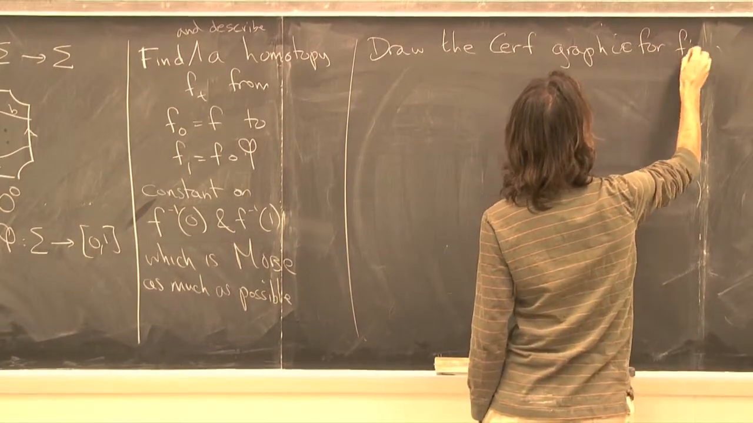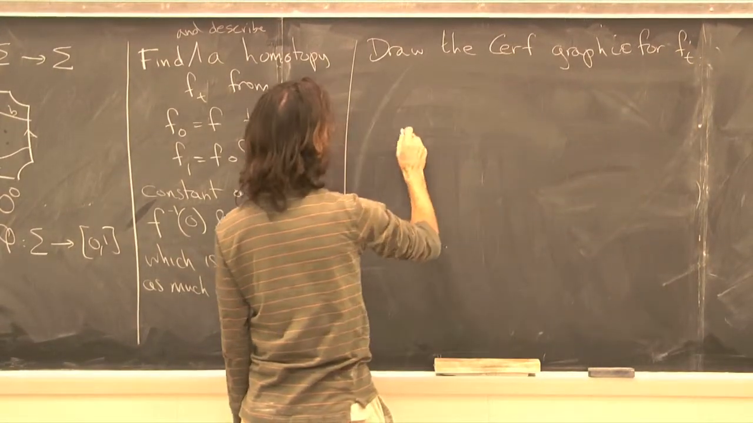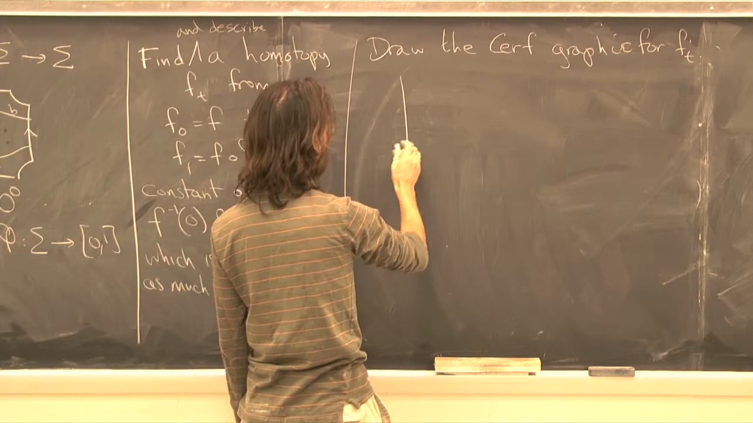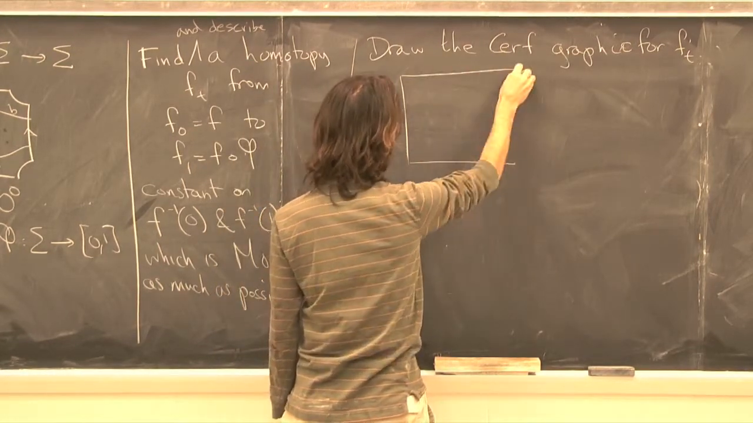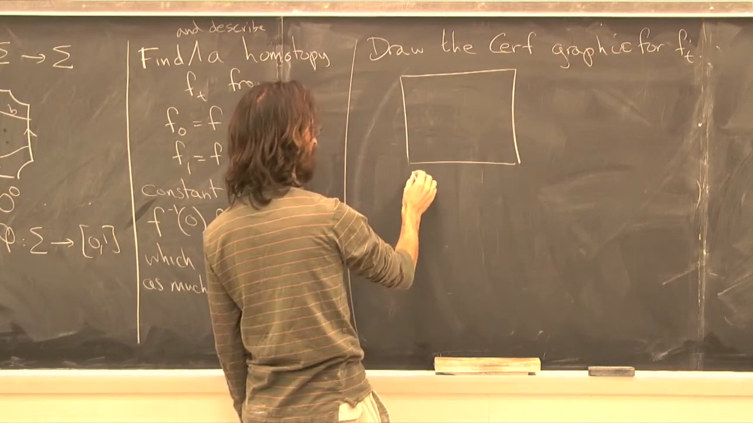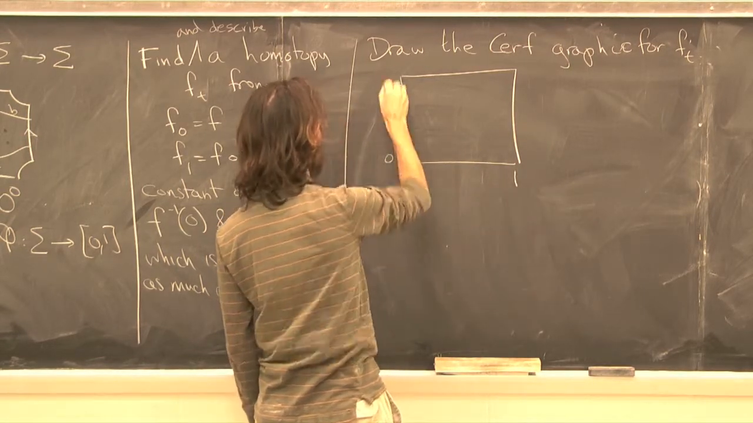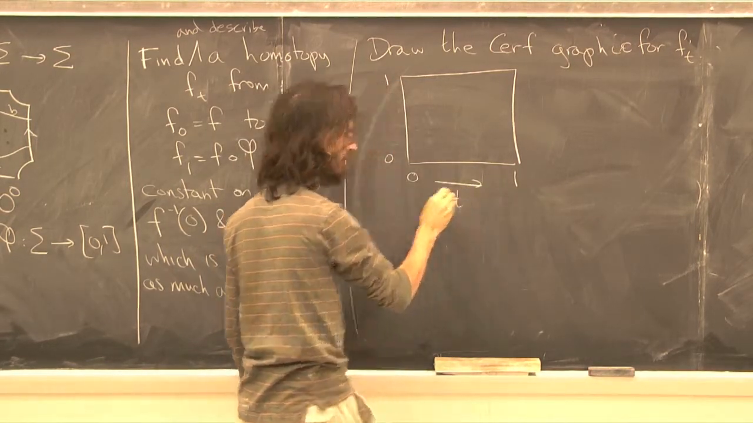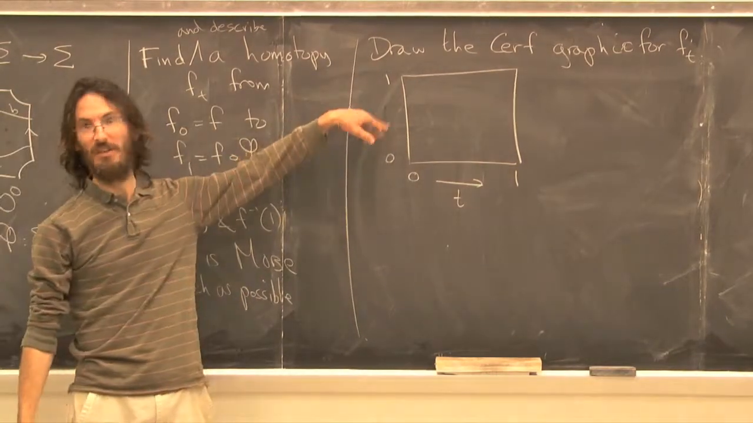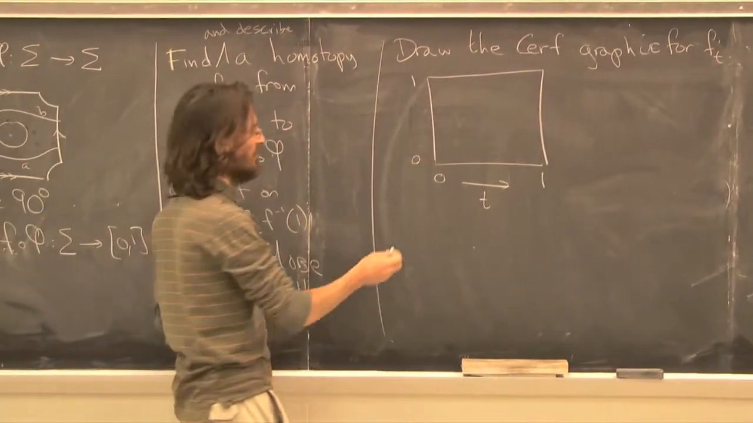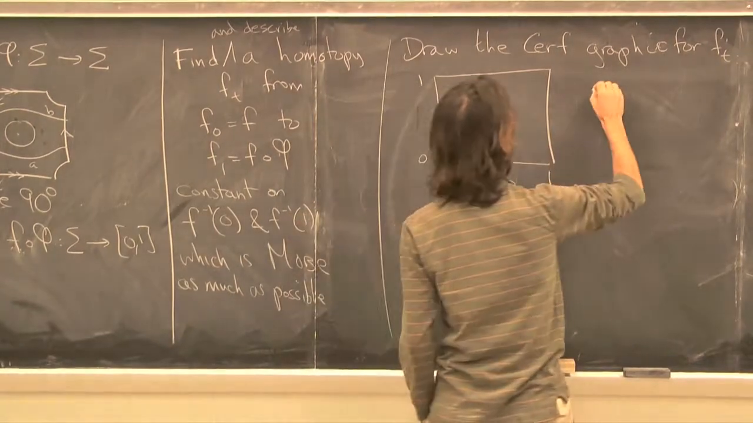So the surf graphic is precisely this. It's going to be in the interval cross interval. So 0 to 1, 0 to 1. This direction is t, right? And then this direction is the value of your function. So you just draw the image.